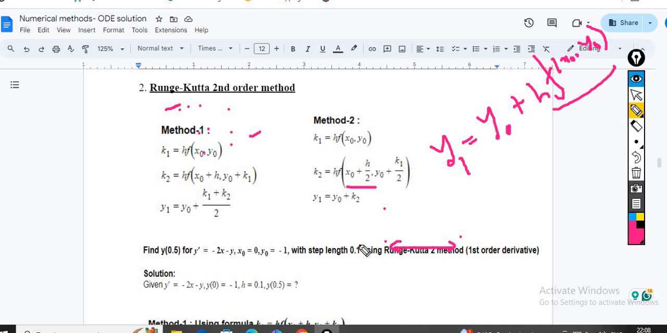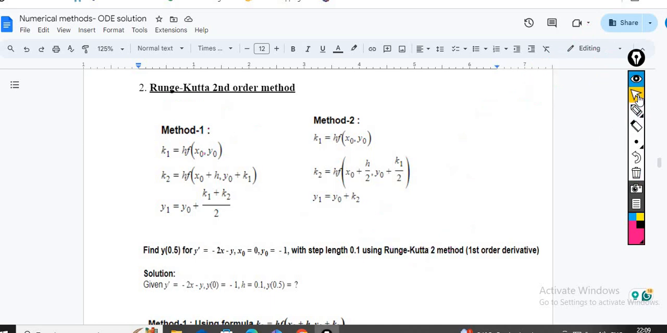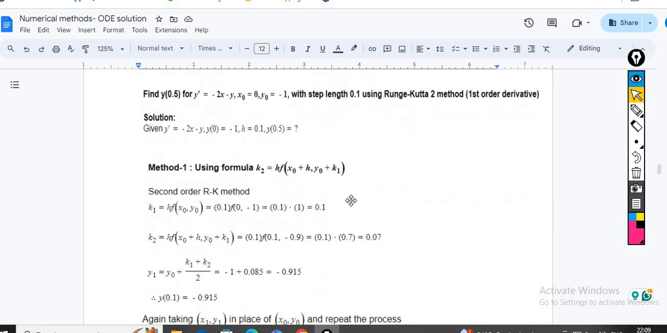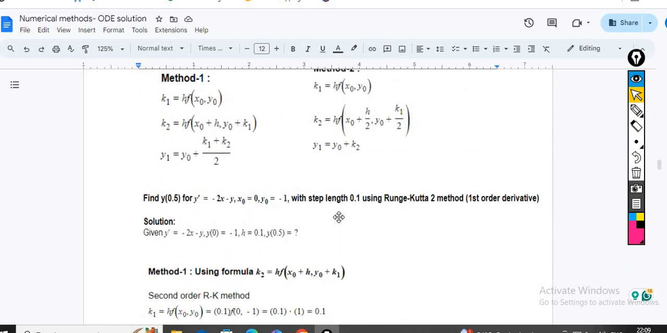So what is h by 2? Initially this is x0. Here you have x1, this is h. Now we are considering half of this one. And also this is k1 by 2. So could go for this one, y1 is equal to y0. So the initial value of y and the final value of y is this, you can calculate this one. Go for the formula and calculate this.